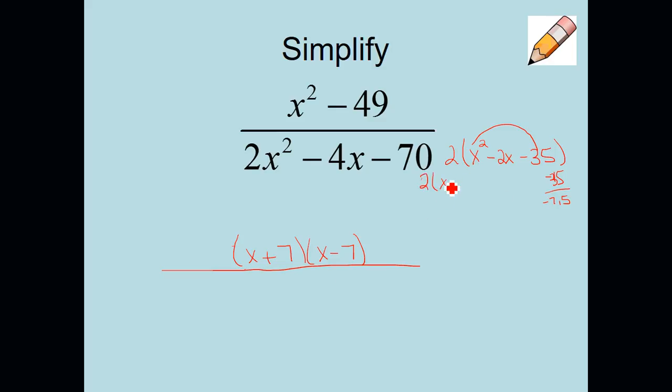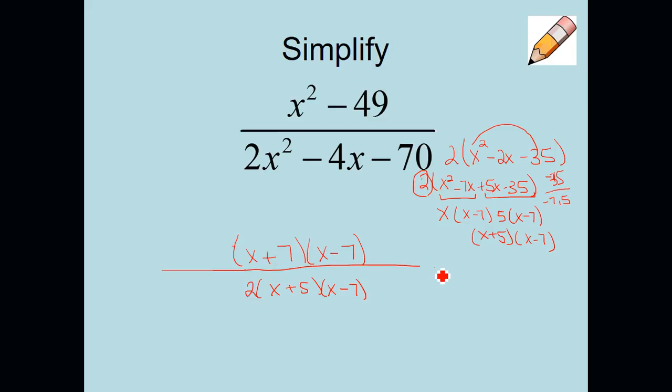So my 2 that I have on the bottom that I took out is still there. But now it becomes x squared minus 7x plus 5x minus 35. And I'll group, pulling out an x, leaving me with x minus 7. Pulling out a 5, leaving me with x minus 7. So my factors on the bottom become x plus 5 and x minus 7. But don't forget that little 2 guy that we took out right away to make that problem a little smaller. He's sitting out in front still as well.